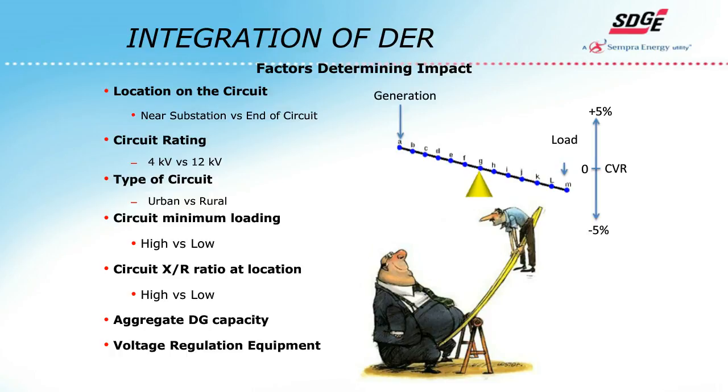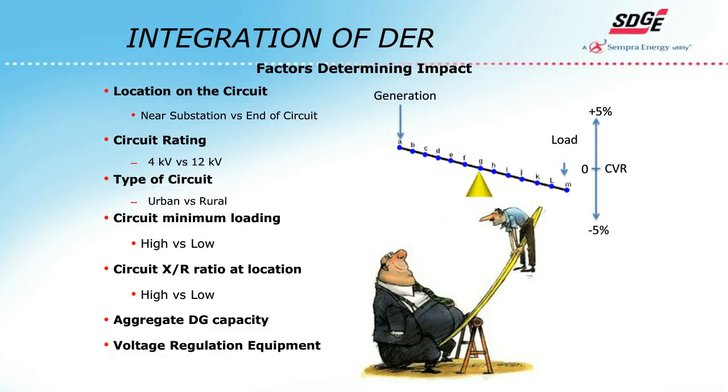And then what's the circuit minimum loading? The impact is worse under low load conditions versus high load conditions. What is the circuit X over R ratio? This is really the ratio of resistance to reactance. At high X over R ratios, a primarily highly inductive kind of circuit, you can solve some of these problems with simply reactive power. But when that ratio becomes low, then you really need a combination of real and reactive power. And then again, it's really the aggregate at the end, not the single unit, although if it's a large single unit, it can have a significant impact.